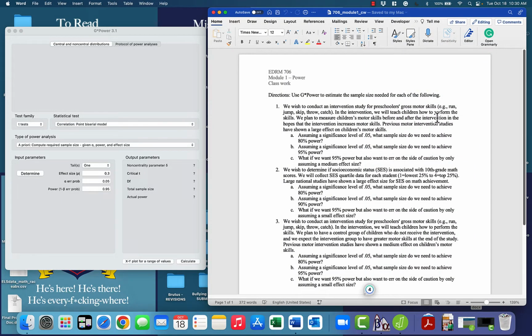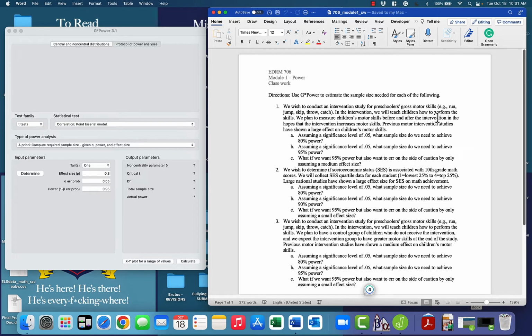Okay, let's go over a few classwork problems using G-Power to get you ready for the homework problems. So let's start with the first question or problem here. We wish to conduct an intervention study for preschoolers' gross motor skills. And again, examples here: run, jump, skip, throw, catch.